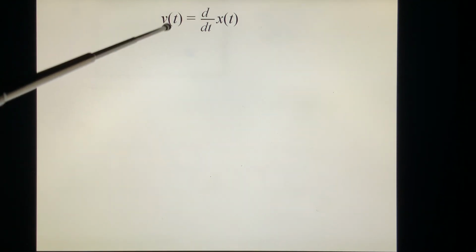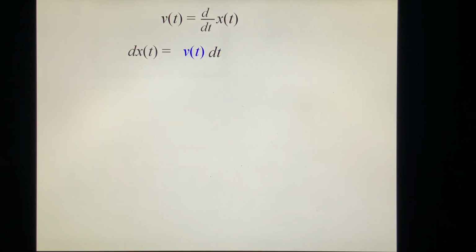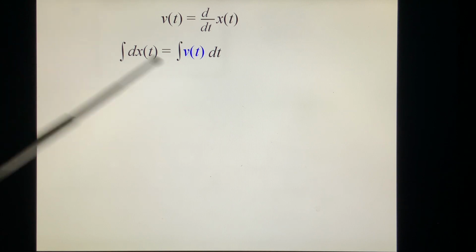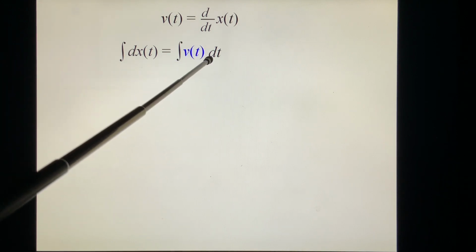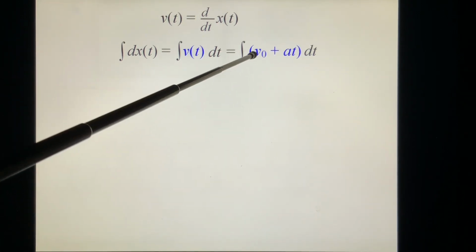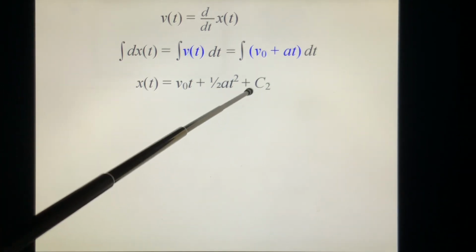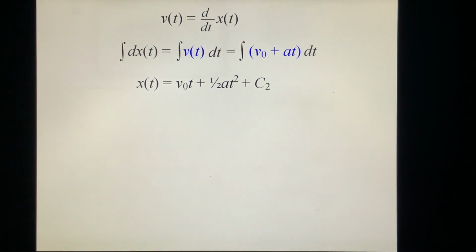We learned that velocity v(t) is dx/dt, the derivative of position with respect to time t. Now we do this: dx equals v dt, and we do the integration. The integration and differentiation give x. For v(t), we use v0 plus at, and we do the integration. This is v0t plus half at squared plus a constant. It's a very simple integration.